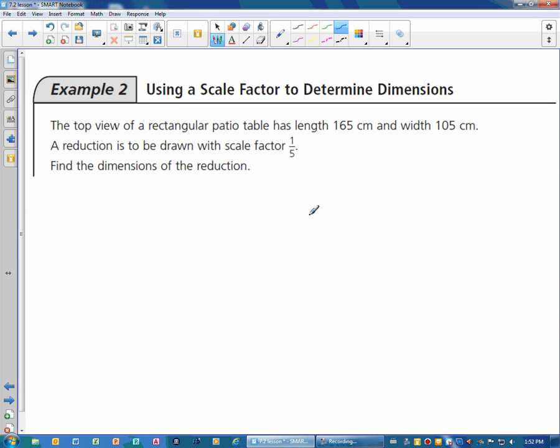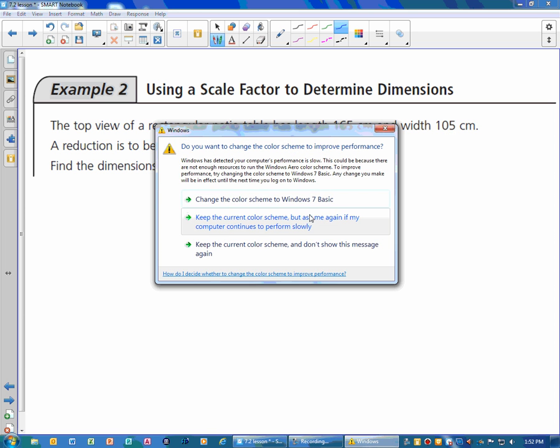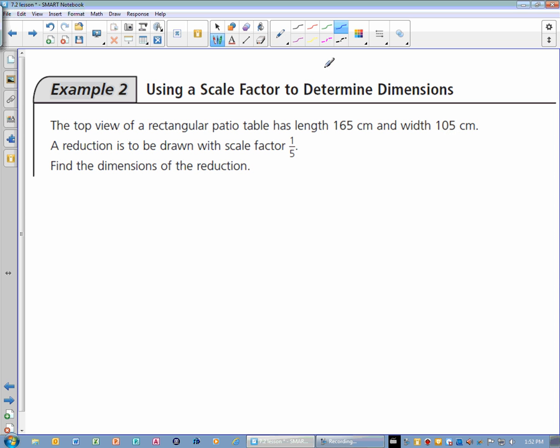All right, example number 2 says the top view of a rectangular patio table has length of 165 centimeters and width of 105. A reduction is to be drawn with a scale factor of 1/5. Find the dimensions of the reduction.